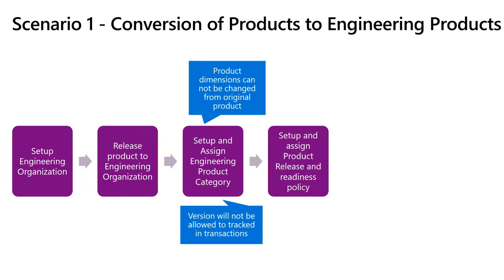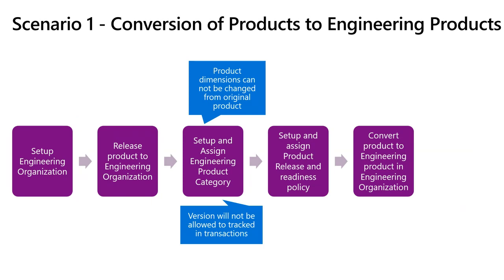As discussed in the previous step, if you're converting an existing product to an engineering product, you must set up the product dimension group the same as the current product dimension group. Also, you have to define your release policy and readiness check policy and associate them with the product category.